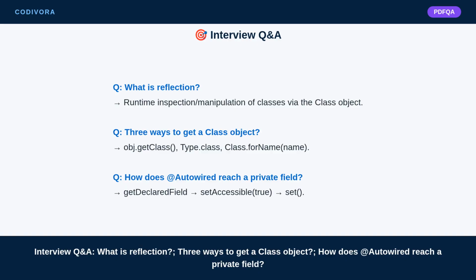Interview questions on this. Rapid fire. What is reflection? Runtime inspection and manipulation of classes via the Class object. Three ways to get a Class object: obj.getClass, Type.class, Class.forName. How does @Autowired reach a private field? getDeclaredField, then setAccessible(true), then set. Costs: slower, no JIT inlining, runtime errors, brittle string names. The module system can block it.